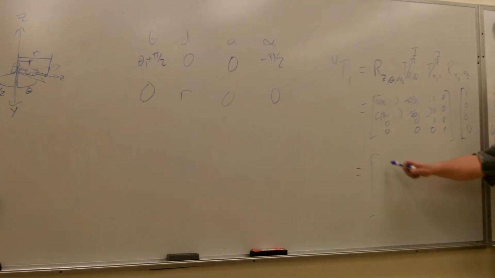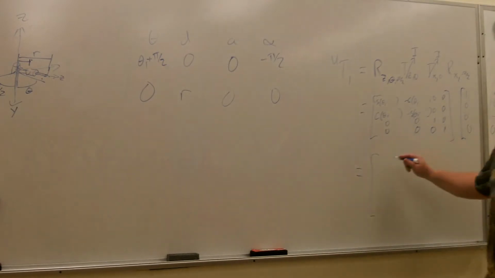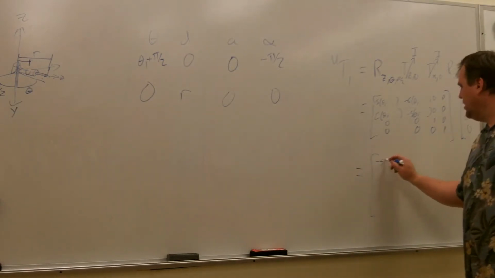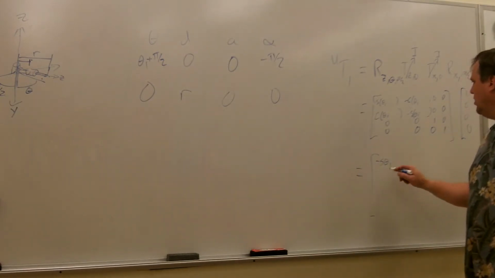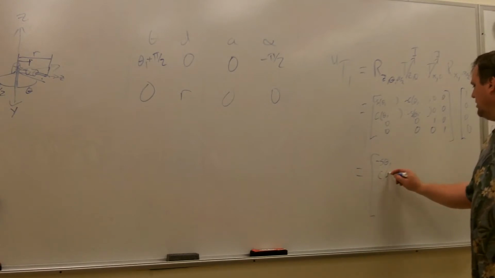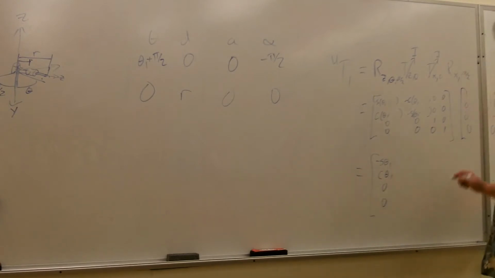This one is going to generate the first column, right? But it's not taking any of these last ones. It just says copy the first column. So the multiplication is fairly easy. The first one just copies it. So I've got minus sine theta 1, cosine theta 1, 0, 0. That's what that one says.